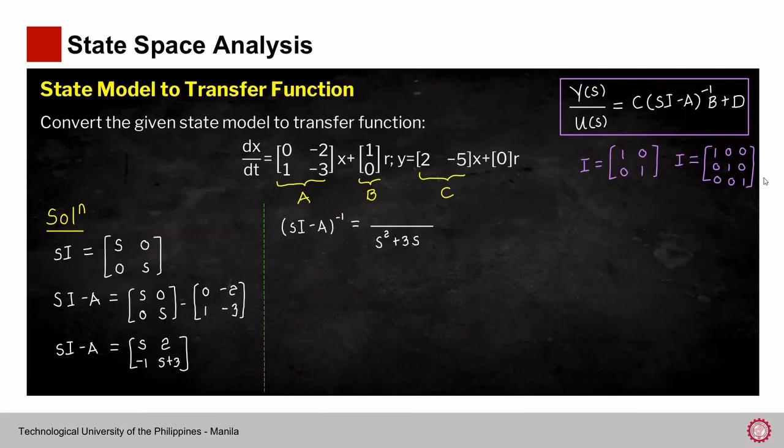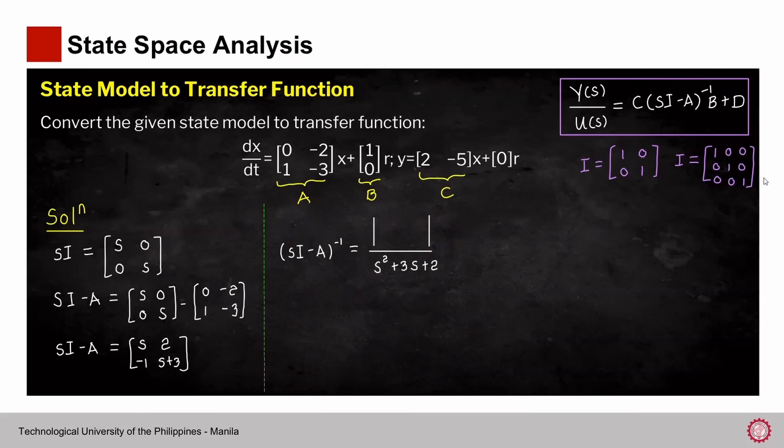Bali determinant nung SI minus A matrix, that is S squared plus 3S, minus 2, but you change the sign, so this will become plus 2. Ngayon guys, to get its inverse, yung numerator is another matrix. So paano ba kunin yung inverse of a 2 by 2 matrix?